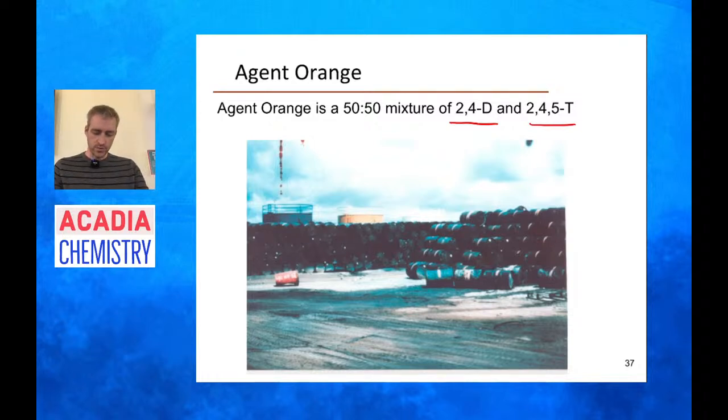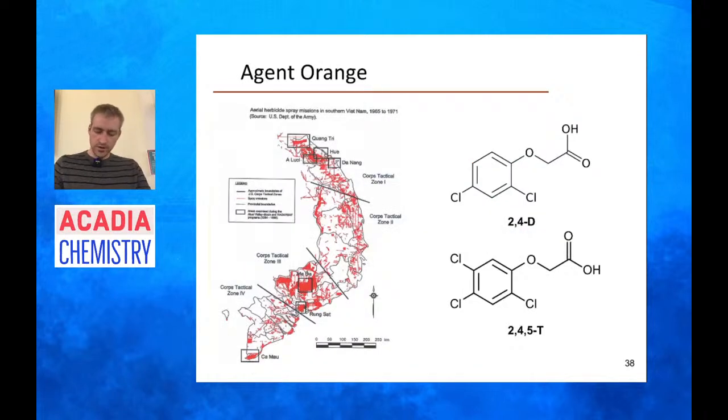And I'll give you the structures of those. This was a production of barrels of this stuff that was then shipped overseas and used in the Vietnam War. These are the two chemicals, and the 2,4-D refers to the numbering of the chemical structure. So we would number the carbons where the oxygen is number 1, 2, 3, 4, 5, 6. So the 2,4-D means 2,4-dichloro. The D is for dichloro, so we have chlorines on carbons 2 and 4. And the other one, 2,4,5-T, has chlorines on carbons 2, 4, 5, and the T is trichloro. So they're closely related chemical species to each other. One of them just has an extra chlorine.